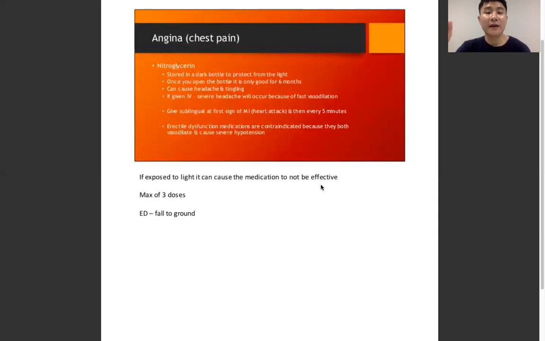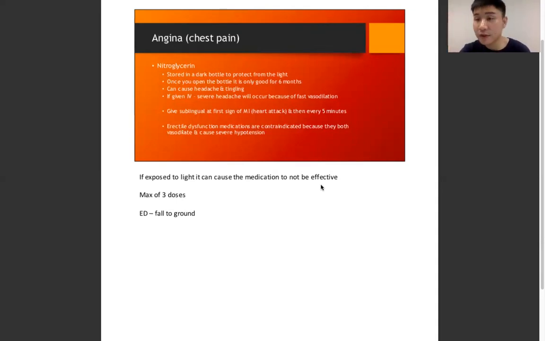Okay, so when the patient is complaining of chest pain and they are diagnosed by a medical doctor as having angina, they will be prescribed nitroglycerin. Nitroglycerin is a medication given to patients who have angina. And it's so incredibly important for you guys to know this next nursing consideration of this medication, because it will follow you everywhere.